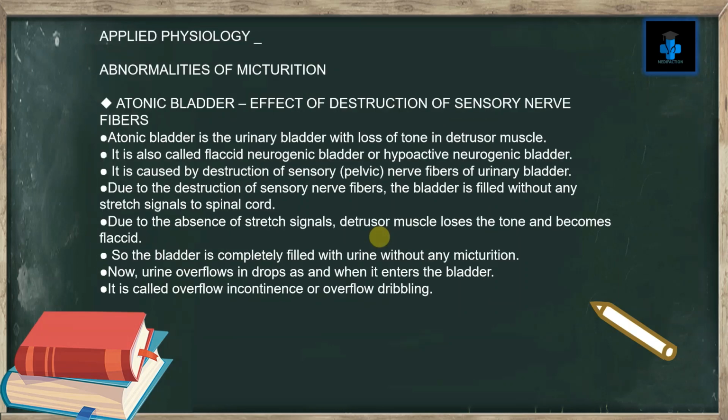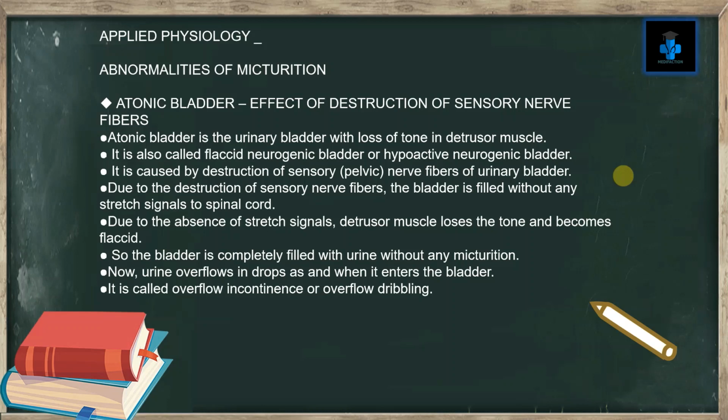Now let's talk about some important physiology about micturition. Abnormalities of micturition. Atonic bladder. Effect of destruction of sensory nerve fibers. Atonic bladder is the urinary bladder with loss of tone in detrusor muscle. It is also called flaccid neurogenic bladder or hypoactive neurogenic bladder. It is caused by destruction of sensory, that is, pelvic nerve fibers of urinary bladder.